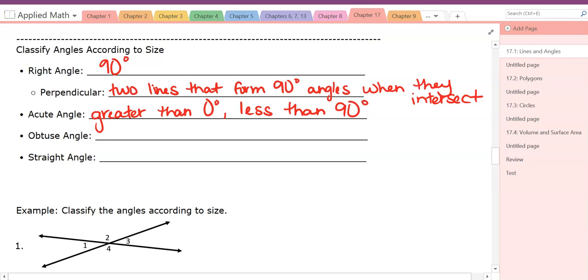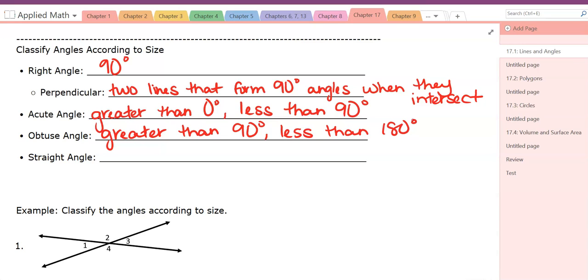So what do you guys think the qualifications for an obtuse angle would have to be? But less than 180. Okay. Now, if it's equal to 180, that's called a straight angle. That's when it looks like a line basically because it lays flat.